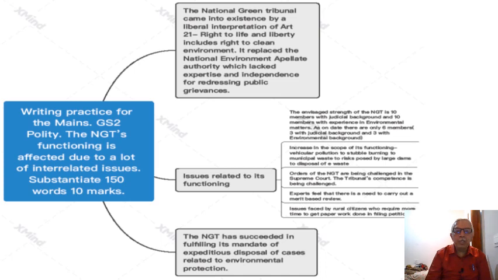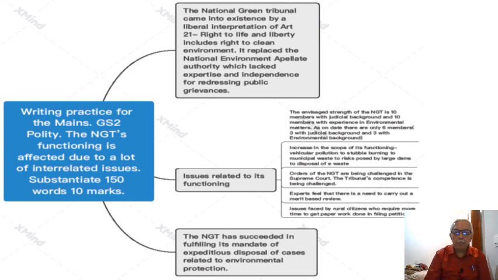Now, once the NGT was established, we had a National Environment Appellate Authority. So that was replaced by the NGT. Now the National Environment Appellate Authority lacked expertise and independence for addressing public grievances. And due to the directions of the Supreme Court on environmental issues and on the need for a separate body to tackle environment related matters, the NGT came up. Now the question is, the NGT's functioning is affected due to a lot of interrelated issues. So what are the issues relating to its functioning?